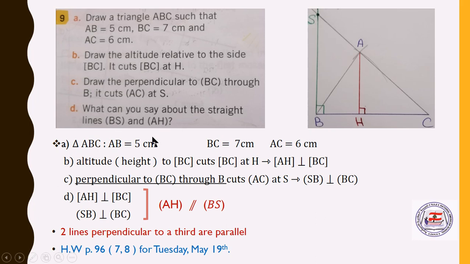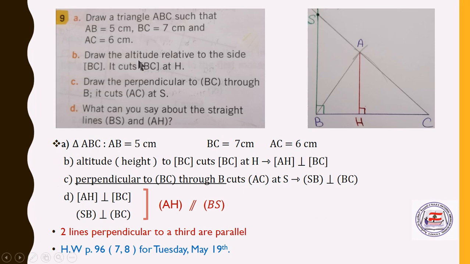Let's start again. We have triangle ABC with these measurements. Now we draw the triangle. First we draw BC, 7 centimeters. Then with the help of the compass, I open the compass once 5 and another time 6, and where they match together I put point A and I draw the triangle. Here I have triangle ABC. You remember this.